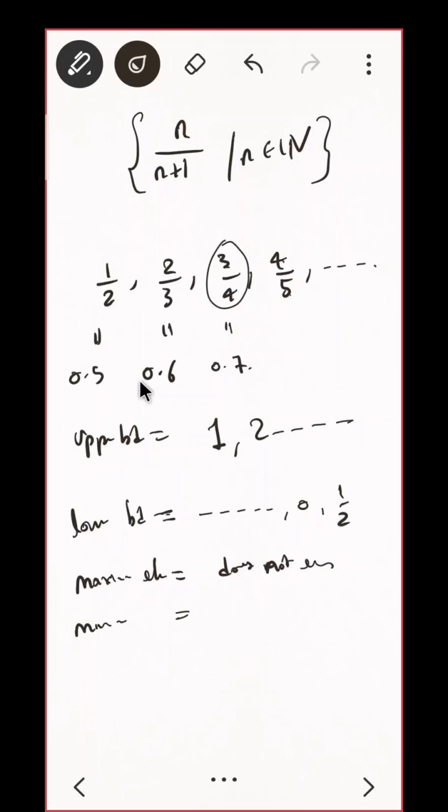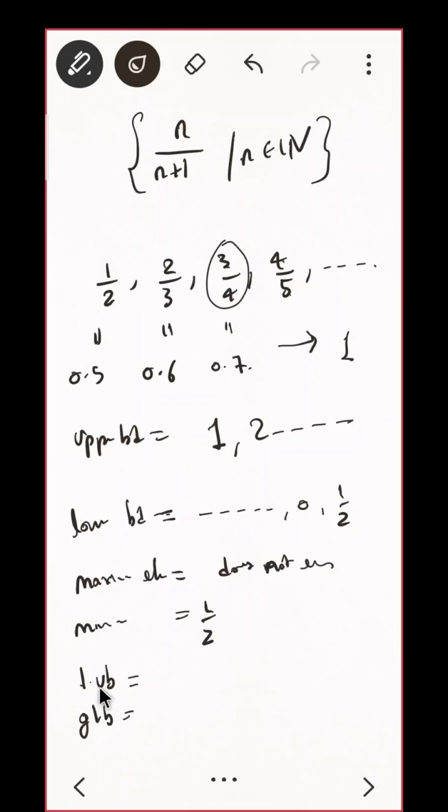How can you say minimal is half? Because you see the pattern. Each time it is going towards 1. Correct? The minimum value is the first one, that is 0.5. So the minimum value is 1 by 2. Okay. If I ask you about the least upper bound and the greatest lower bound.